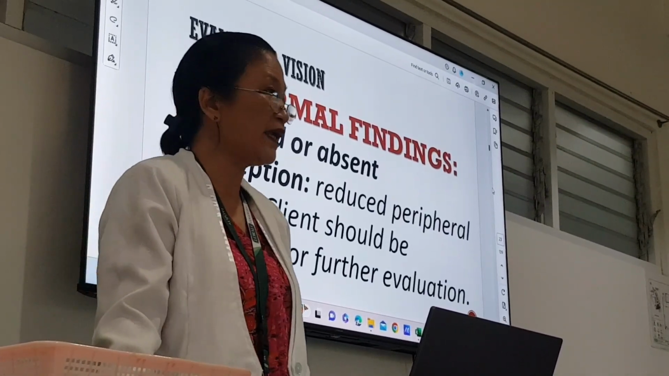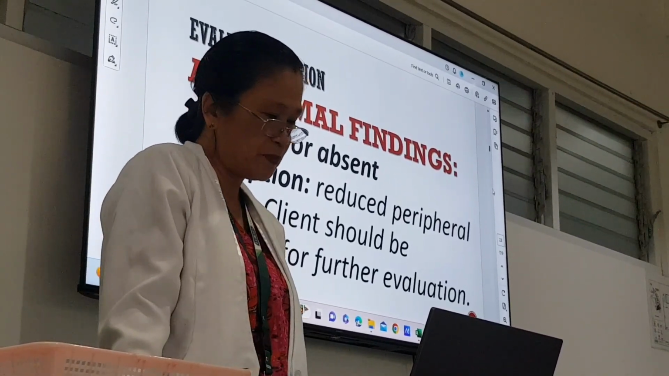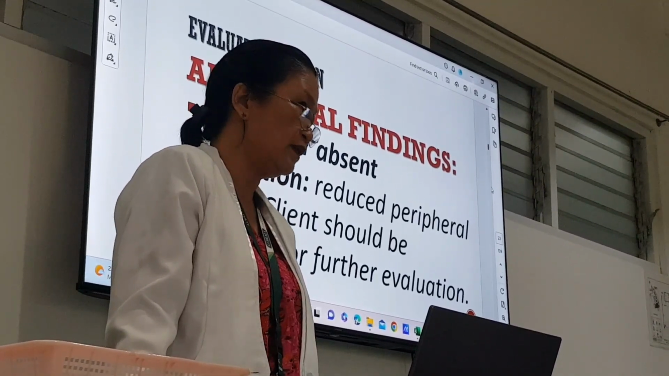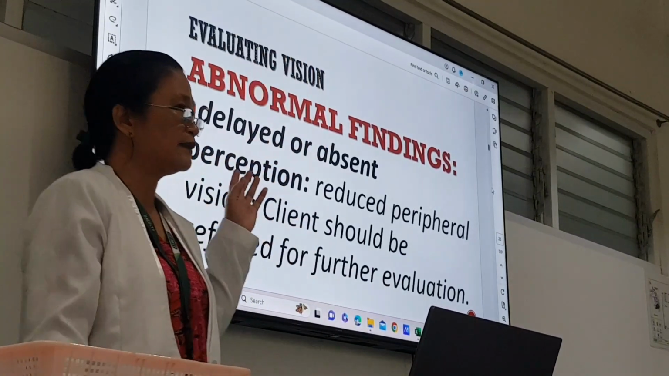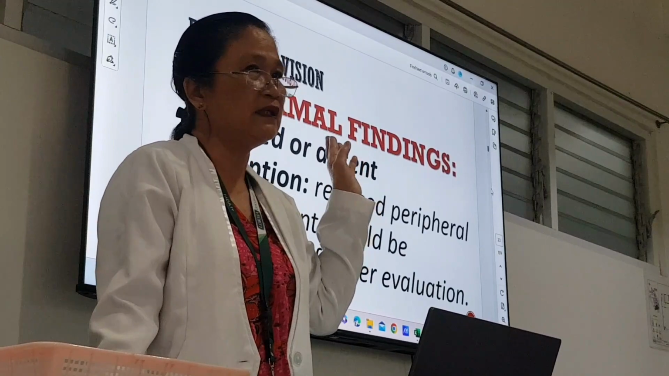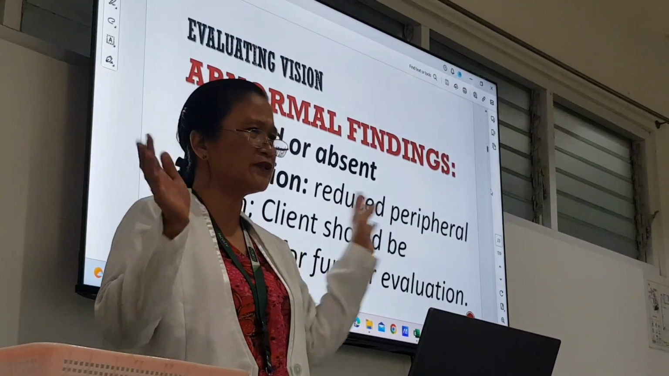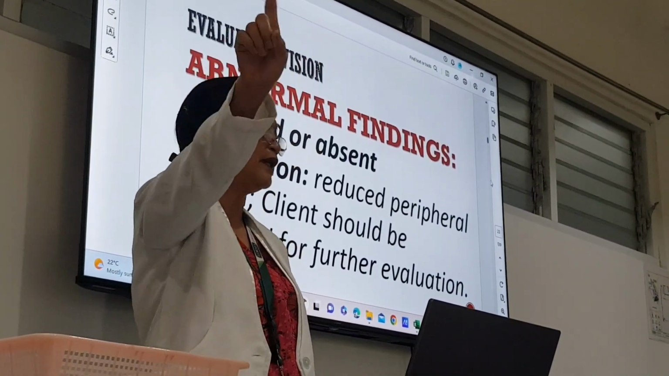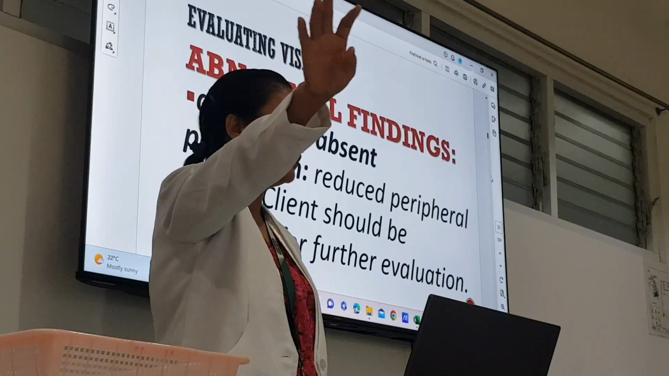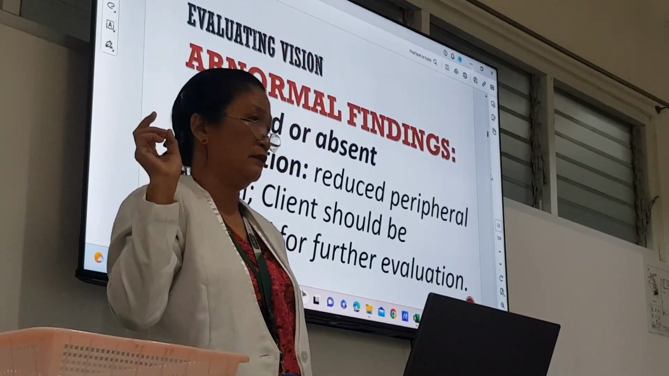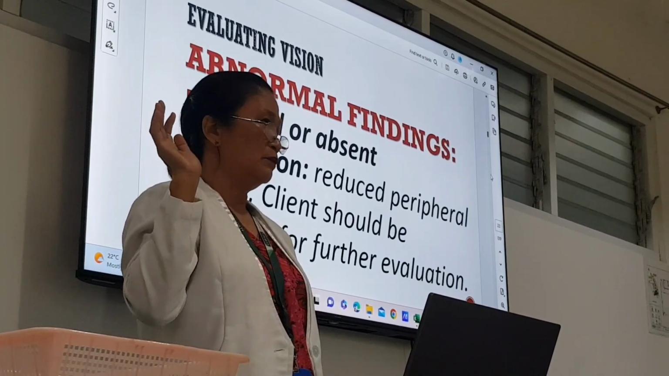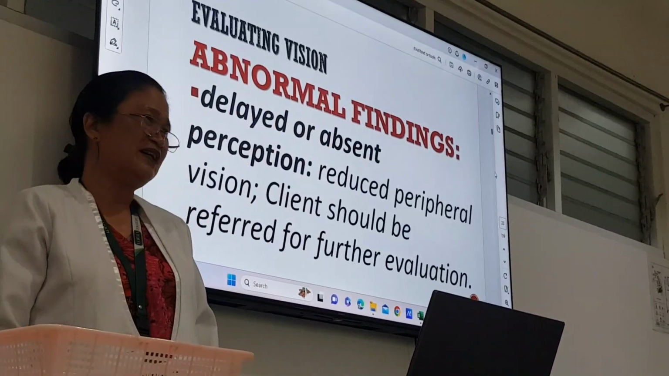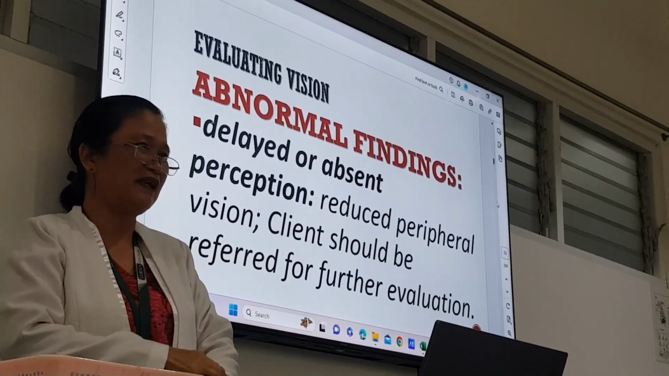Abnormal findings: delayed or absent perception, reduced peripheral vision. Client should be referred for further evaluation. If your client cannot tell you how many fingers, medyo alanganin siyang magsabi, na isa lang yung kanyang fingers, and then ang nakita niya is tatlo, there is something wrong with that. Diba? Pag lima yung fingers, sasabihin niya isa. So you're going to advise now your client na magpakita siya.